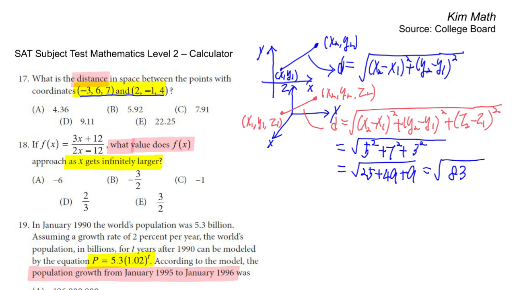This is a calculator part. You can use the calculator, but in the case, since square root of 81 is 9, we can guess the square root of 83 will be slightly greater than 9. In this case, we are lucky. We have only one possible choice. Okay.